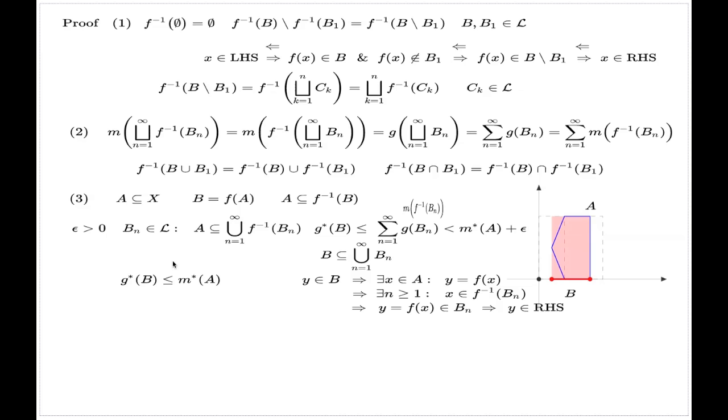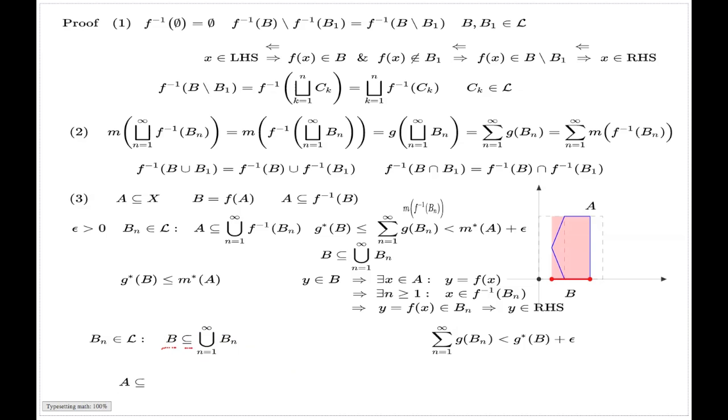Now to finish part 3 we have to prove the opposite inequality, and it's done even simpler than this one. This time, again, for this epsilon, I can find a covering. Now this is a covering in the semi-ring L, such that by the definition of it, the sum of the individual measures of this covering is less than the external measure of B plus this epsilon. Now all I have to do is observe that if I apply the pre-image to this embedding, the embedding will stay.